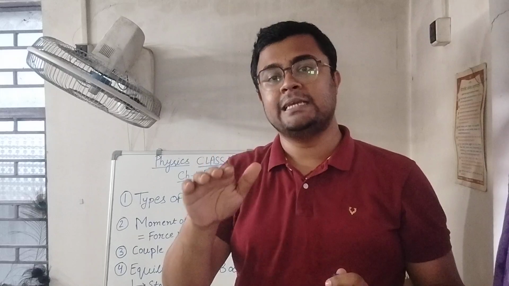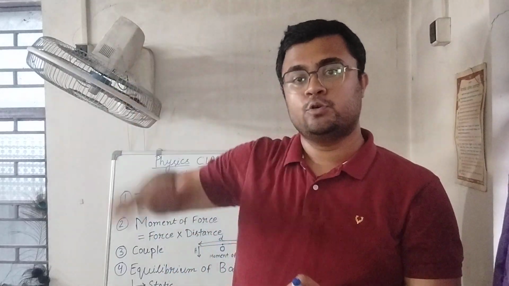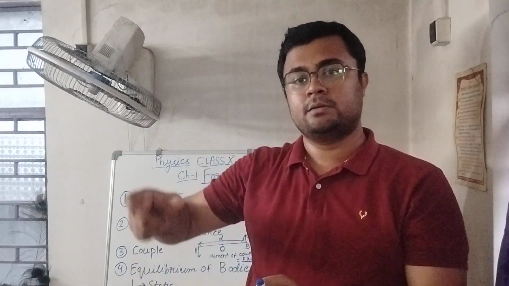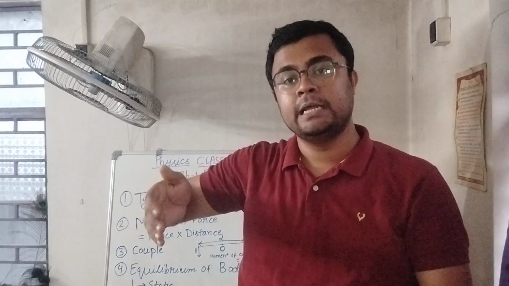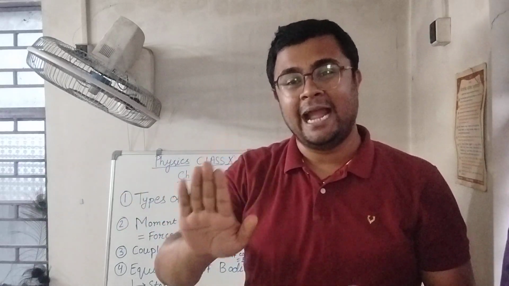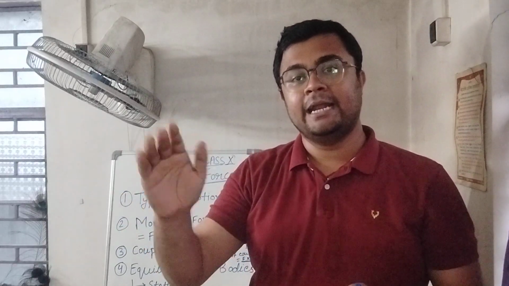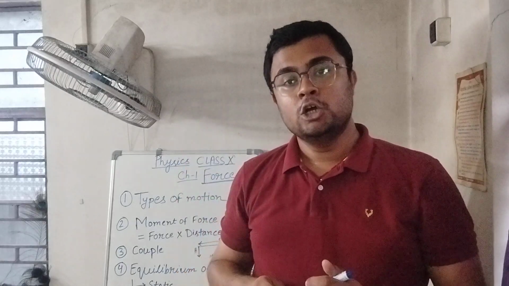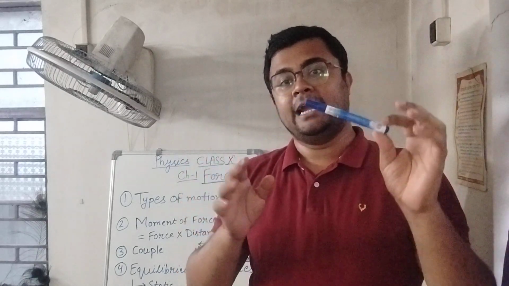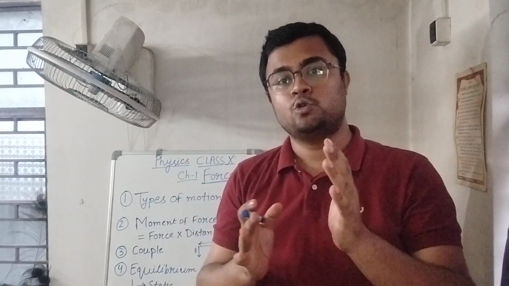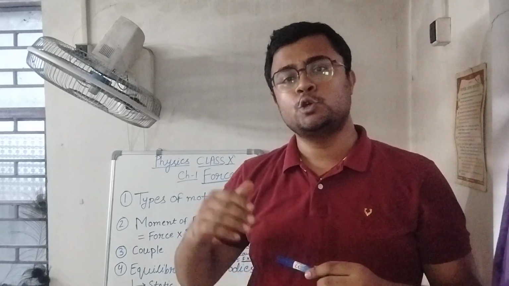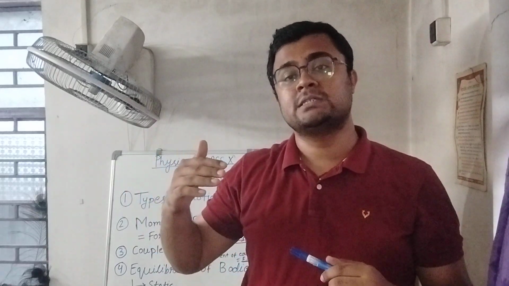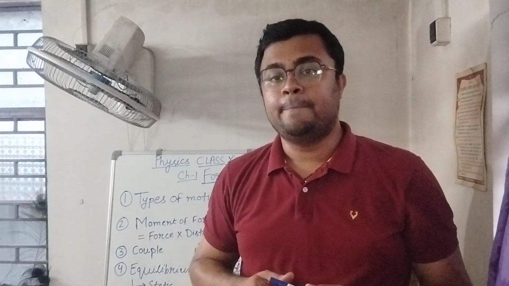This motion is also seen in a door. Suppose we consider a door. The door is fixed to the hinge, right? And when we apply force at the handle of the door, it will rotate about the axis of the hinge. So we have rotational motion and we have linear motion. These are the two main types of motion. There is also uniform circular motion, about which we will study later in the chapter.